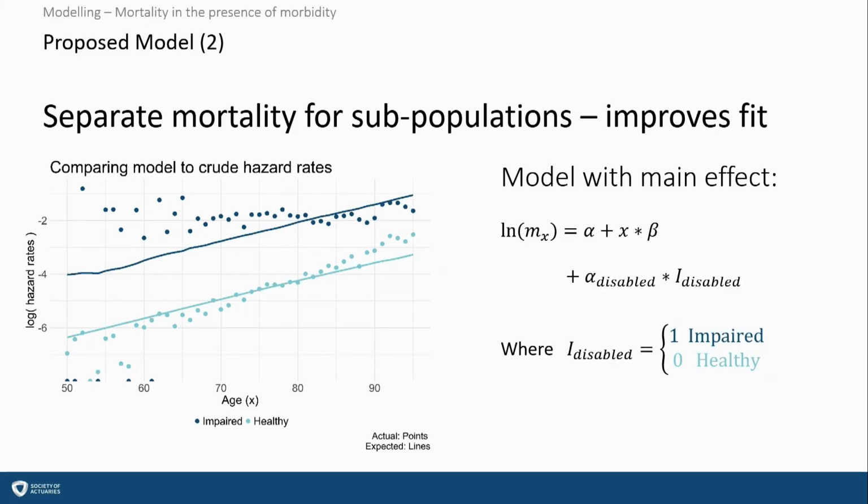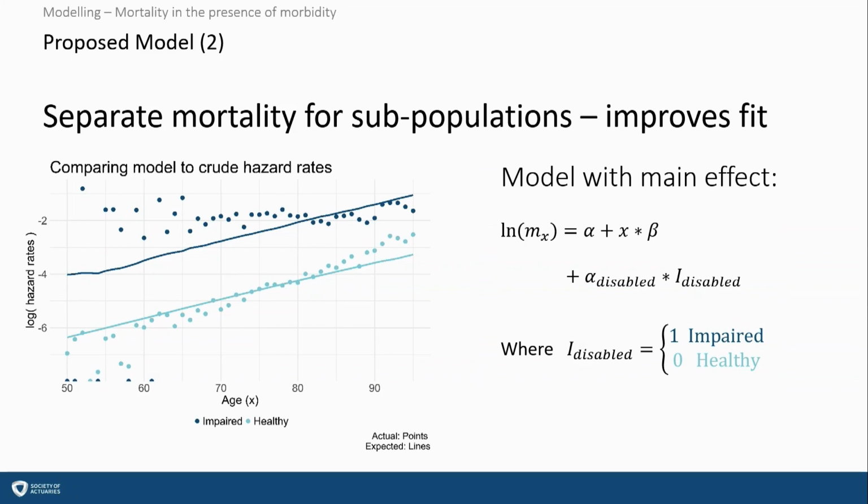Not to fear: without too much effort, we add a single parameter, and we can get a significant improvement in the qualitative fit of the model. We also got an improvement in some of the quantitative measures, not shown here, but I trust you would believe me.